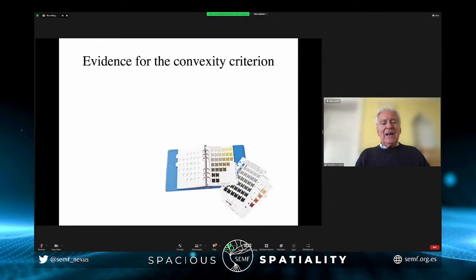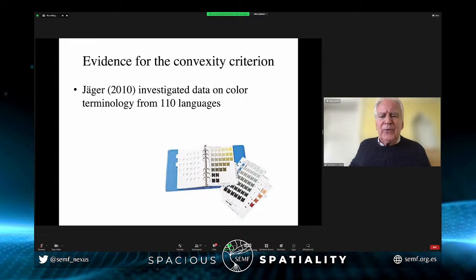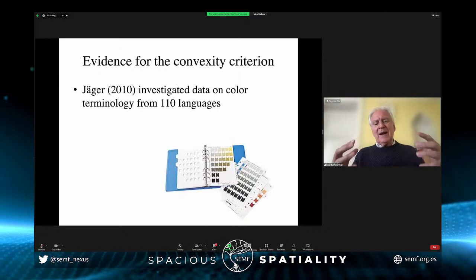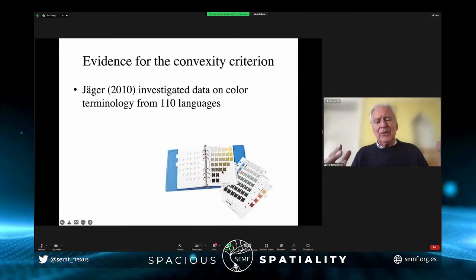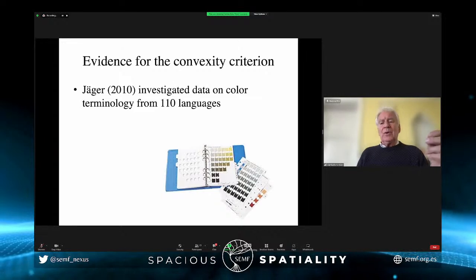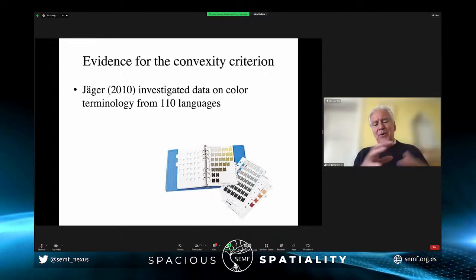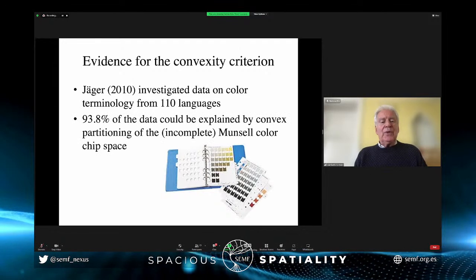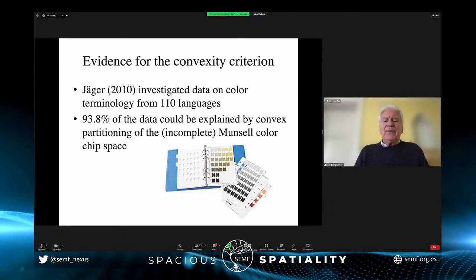But Gerhard Jäger in Tübingen used the World Color Survey. We have data from 110 languages. And these data come from Munsell color chips like this. People from the different languages have been asked, what do you call this color in your language? And then you can partition the color space, the color spindle, as I showed you. And he showed that basically 94% of the data could be explained by convex partitionings. And this is a fairly high figure.